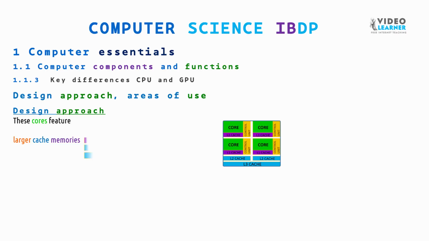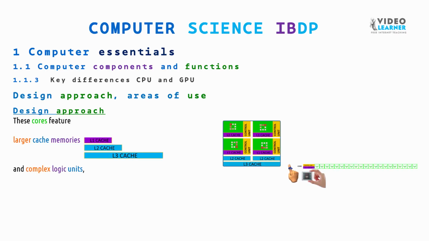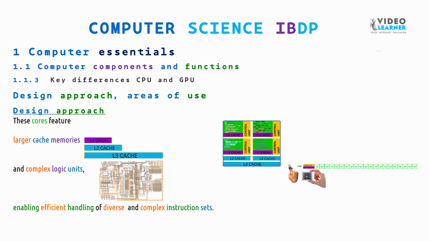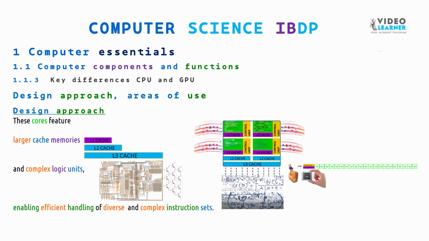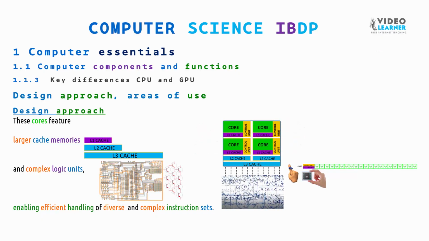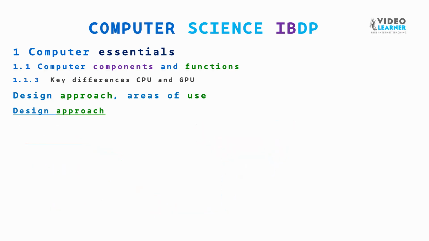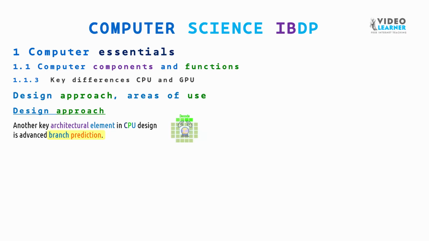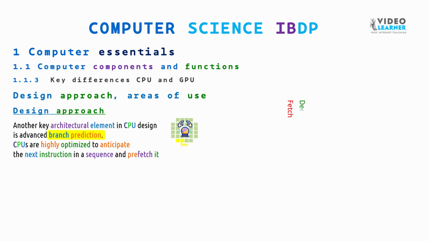These cores feature larger cache memories and complex logic units, enabling efficient handling of diverse and complex instruction sets. Another key architectural element in CPU design is advanced branch prediction. CPUs are highly optimized to anticipate the next instruction in a sequence and prefetch it before execution.